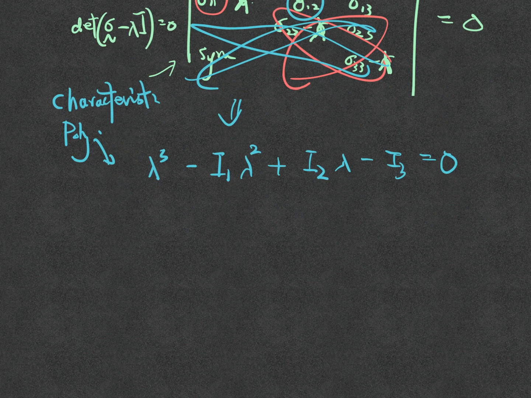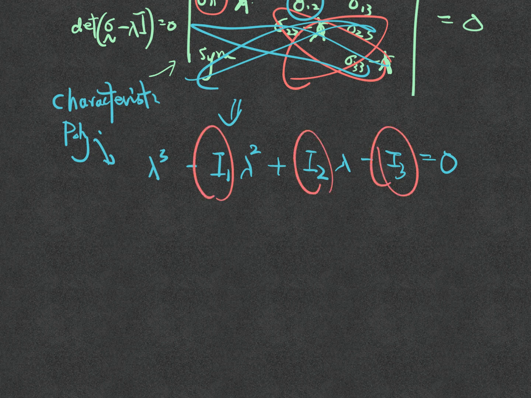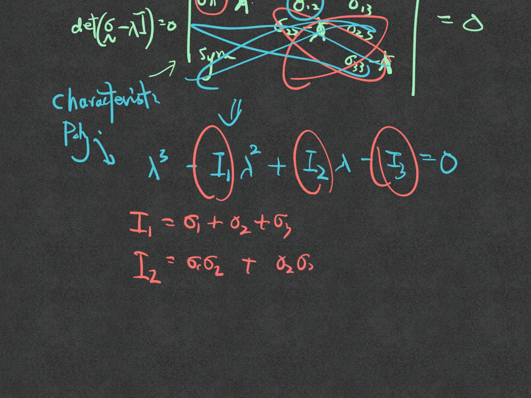Okay, and what are the invariants? They are just the coefficients of this characteristic polynomial, and they actually have very specific forms. I1 is simply the eigenvalues added together, and I2 is sigma 1 times sigma 2 plus sigma 2 times sigma 3 plus sigma 1 times sigma 3, and I3 is equal to sigma 1 times sigma 2 times sigma 3. Okay, so far so good.